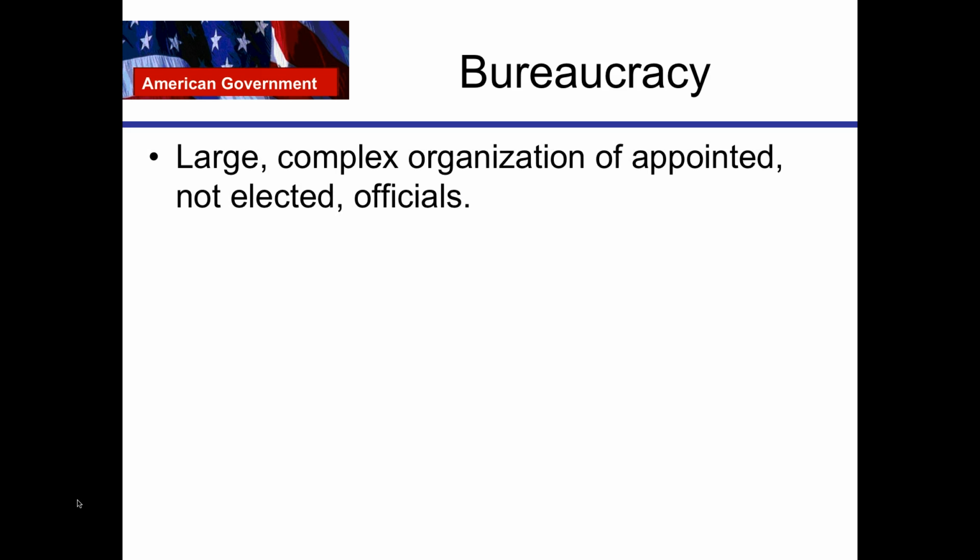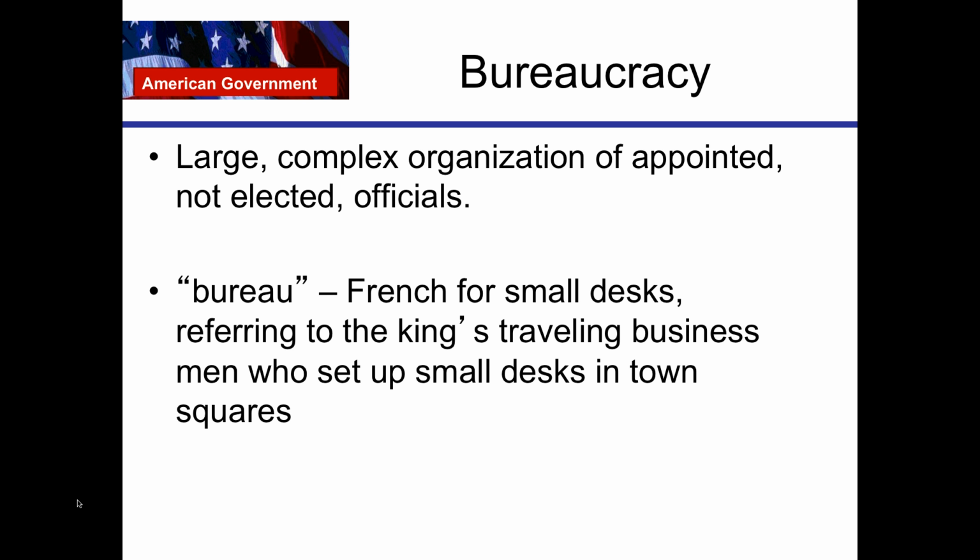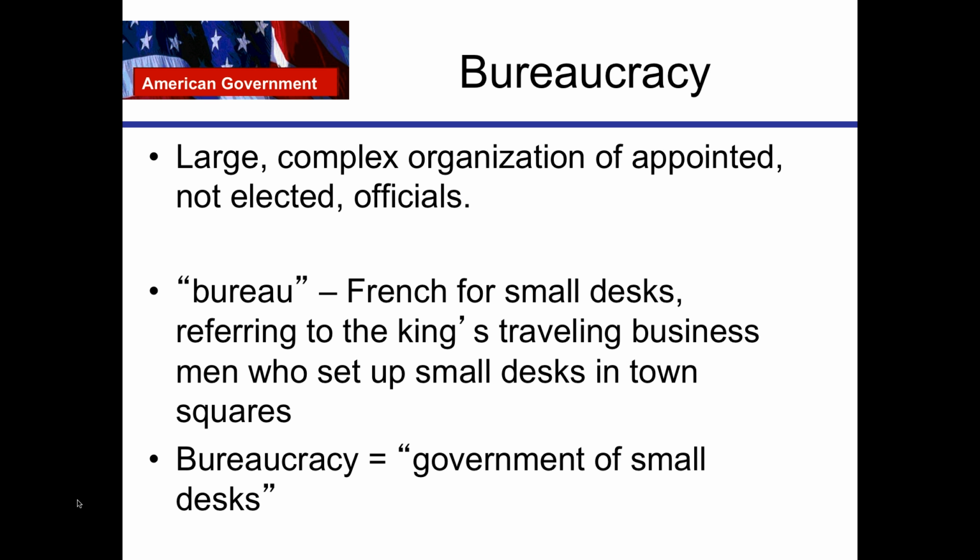So what is bureaucracy? A large complex organization of appointed, not elected officials. Remember, at the top of the federal bureaucracy, you have appointed officials, and below them, you're going to have the civil service. Bureaucracy comes from the word bureau, which is French for small desks. It refers to the king's traveling businessmen who set up small desks in town squares. So bureaucracy could be referred to as the government of small desks.